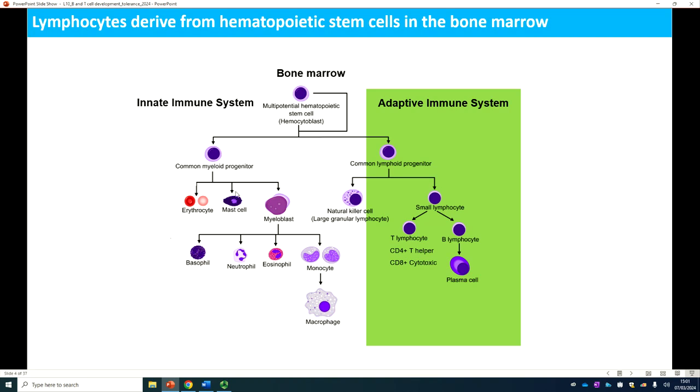So this is obviously just a little bit of a recap. You've obviously seen this before. This is hematopoiesis. And so just to re-jog your memory, when it comes to lymphocytes, they're derived from the common lymphoid progenitor. And this is what is delivering our adaptive immune response, this right-hand side of this diagram here.